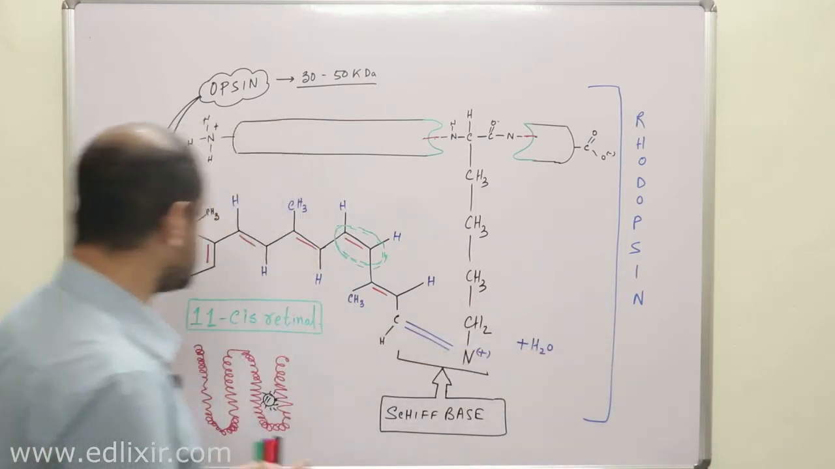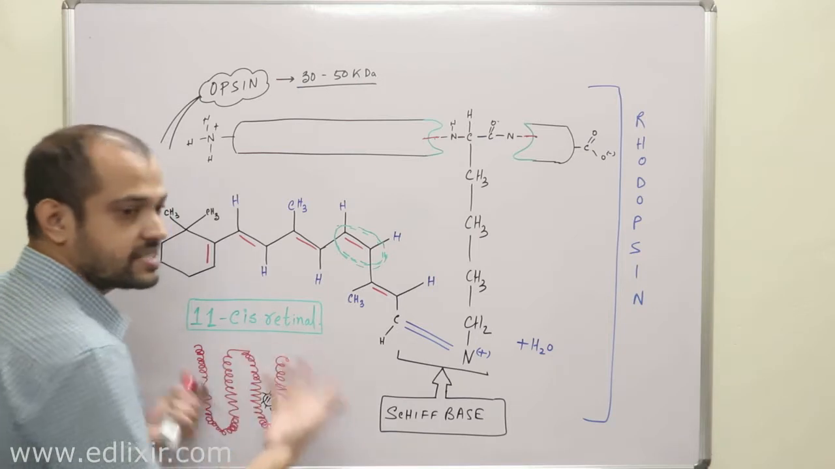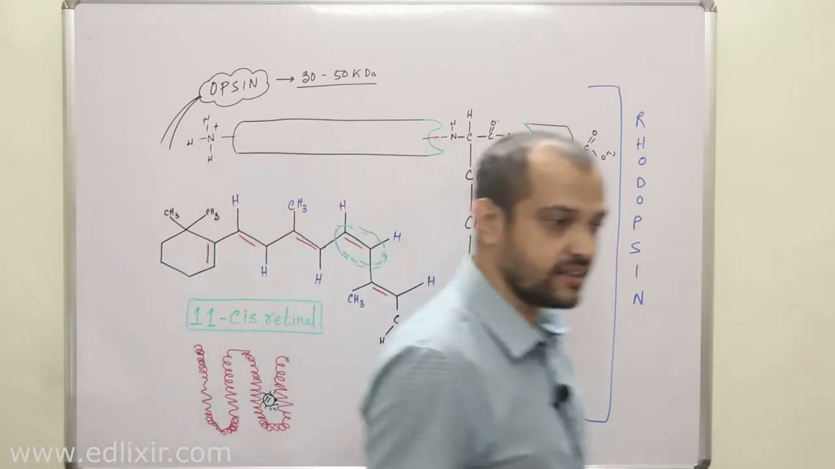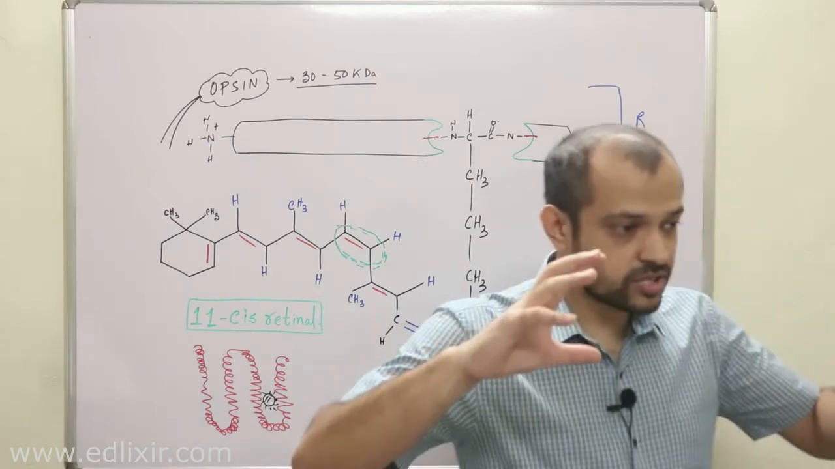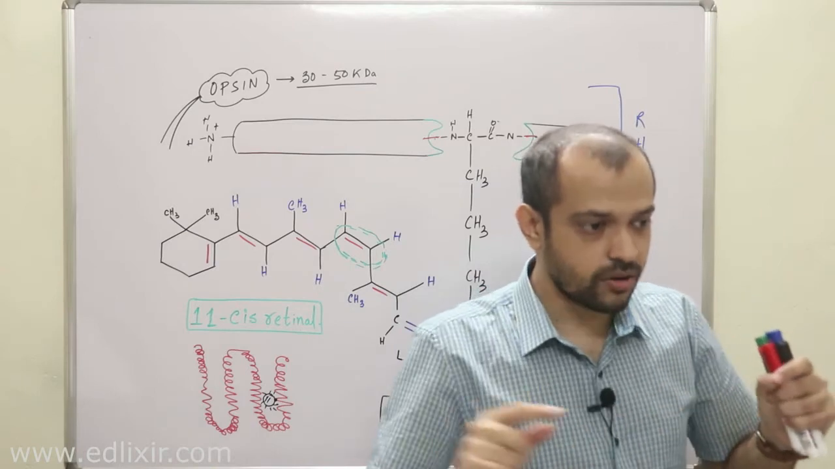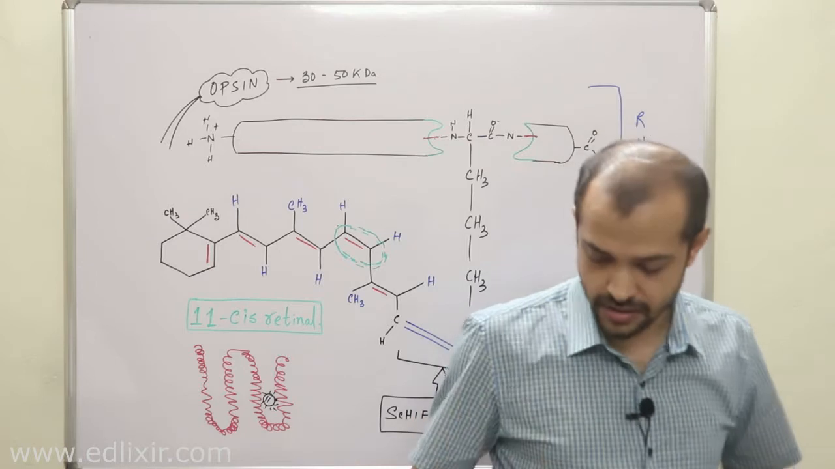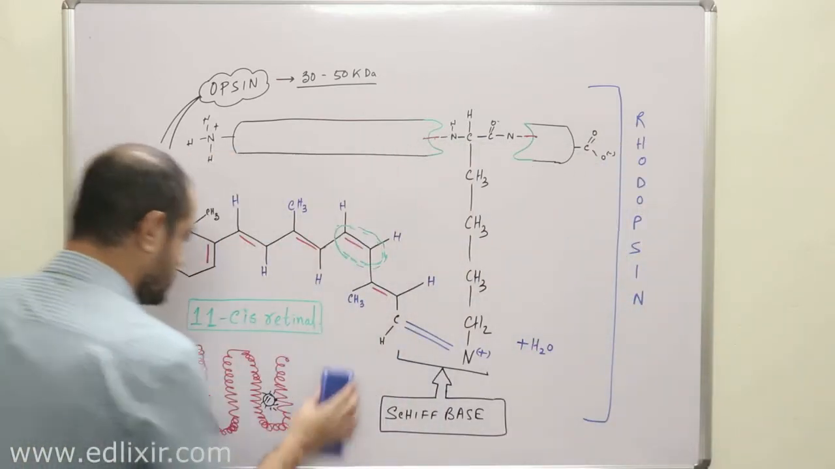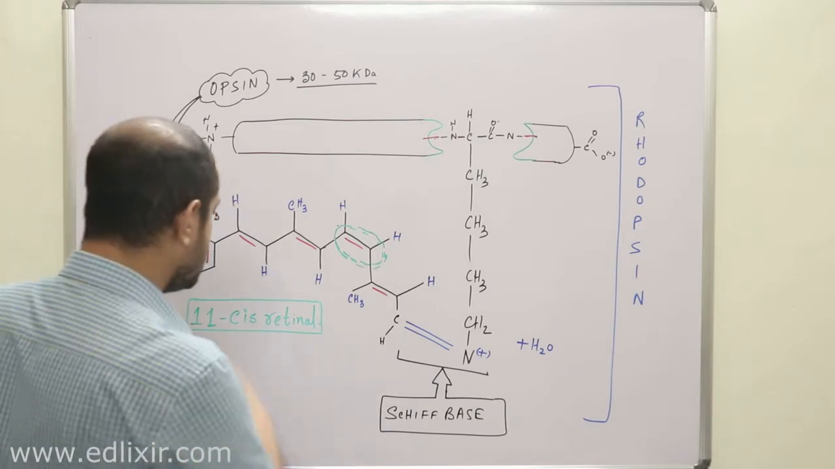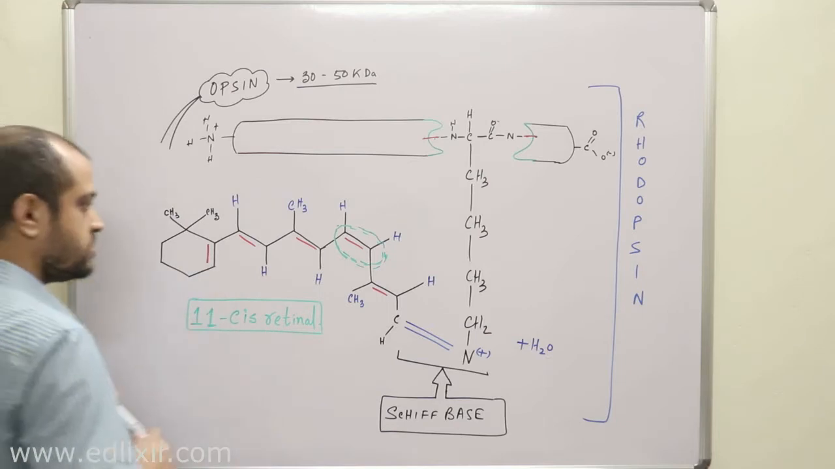Why? Because this 11-cis retinal will now be converted into all-trans retinal. Clear? And this conversion of 11-cis retinal into all-trans retinal is actually called the retinal cycle or rhodopsin cycle. Clear? Now listen, how does this thing change when light falls on it? Just the structural basis of how things change.